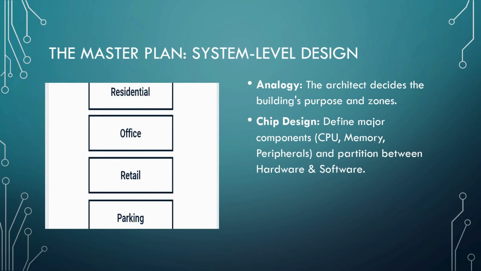So let's start at the very beginning. The first step is what I call the master plan, the system design level. Think of it like an architect deciding the purpose of the main zones of a new skyscraper. Is it residential, office space, or retail? In chip design terms, this is where we define major components like the CPU, the memory, and peripherals. And we make a critical decision: what functions will be handled by dedicated hardware and what will be controlled by the software.